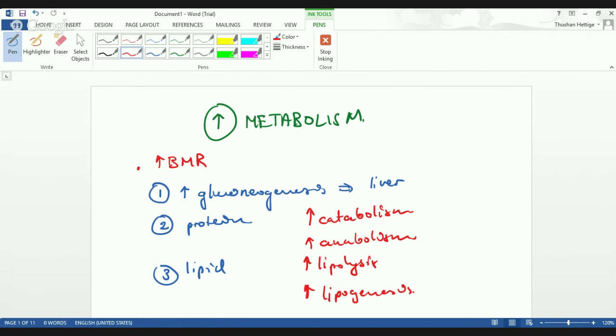In fact, back to protein, actually, I'll get back to that later. I want to see if you can get it when we talk about hyperthyroidism.